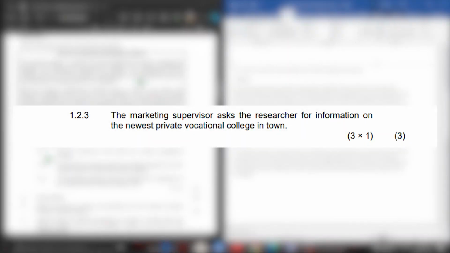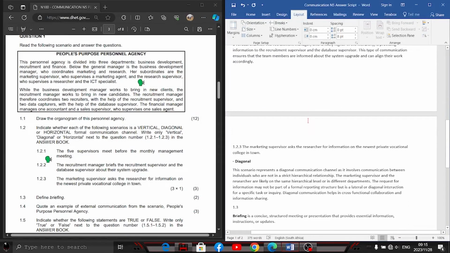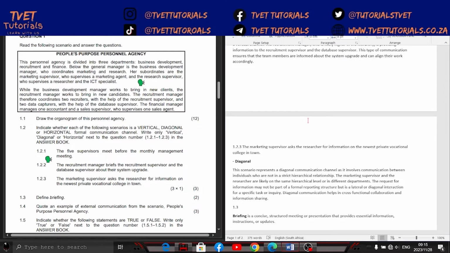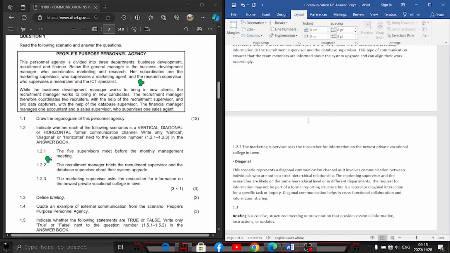The marketing supervisor asks the researcher for information on the newest private vocational college in town, right? This is a diagonal formal communication channel, right? This scenario basically represents a diagonal communication channel as it involves communication between individuals who are not in a strict hierarchical relationship. The marketing supervisor and the researcher are likely on the same hierarchical level or in different departments. The request for information may not be part of a formal reporting structure, but is a lateral or diagonal interaction for a specific task or inquiry, right?